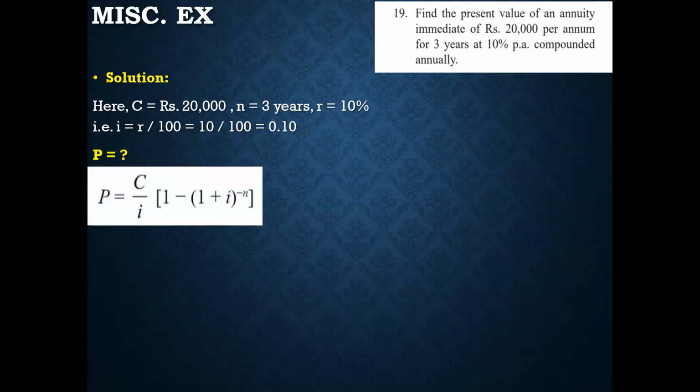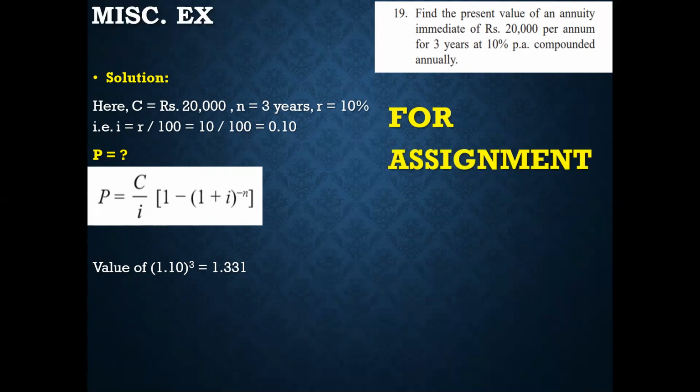So again, you'll put the formula for present value of annuity. Again, class, the value of 1.10 the whole cube is not given. So it is 1.331. So this you can solve for assignment on your own. Okay. Moving forward with the next sum.